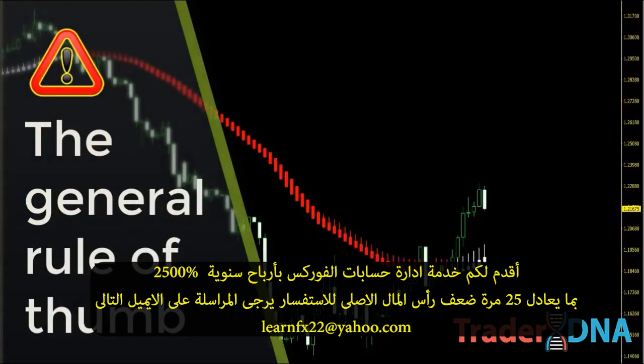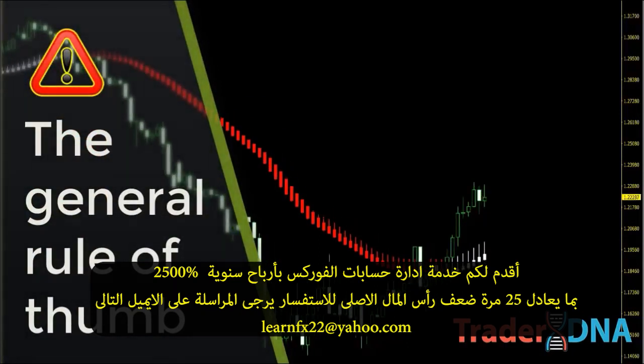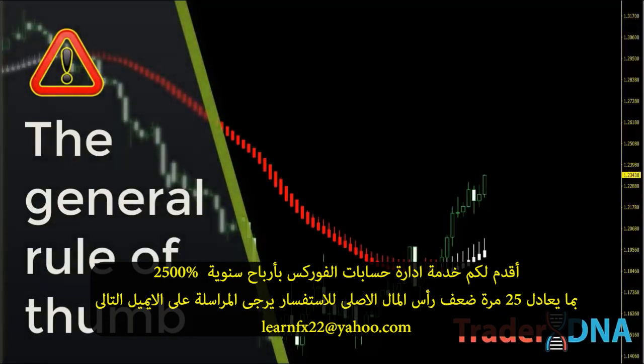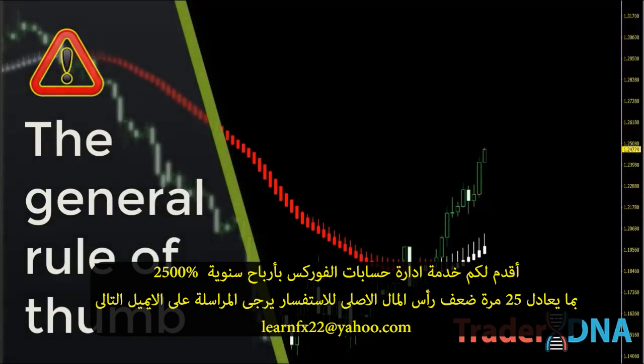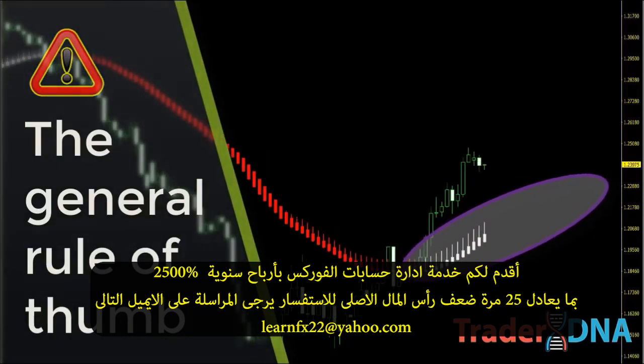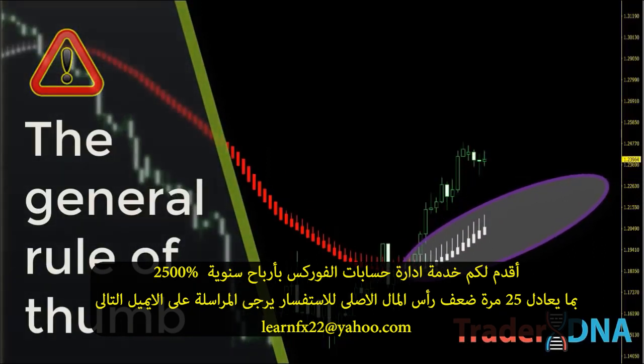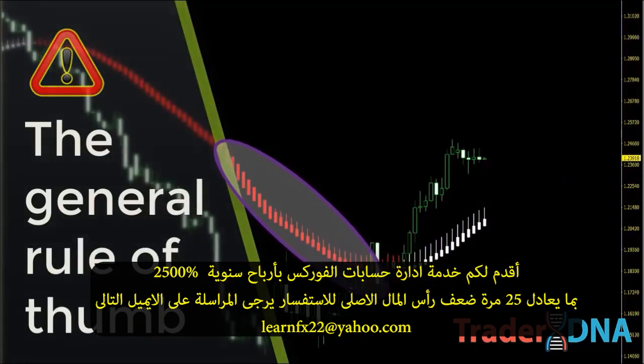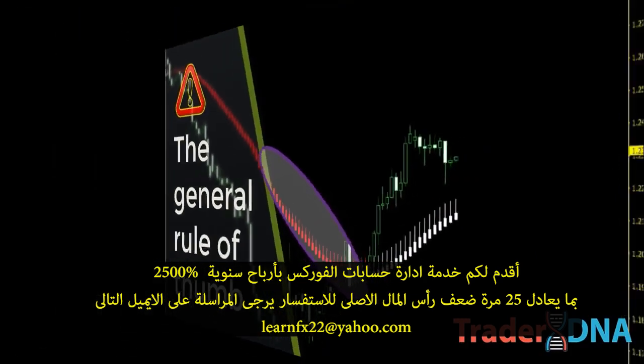One of the major rules of using this indicator is in determining the trends in the markets. The general rule of thumb is that the markets are in an uptrend when the smoothed Heikin Ashi indicator is bullish or white, and the markets are in a downtrend when the smoothed Heikin Ashi indicator is bearish or red.